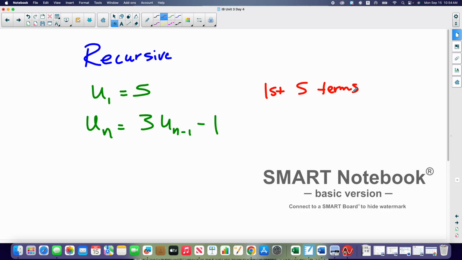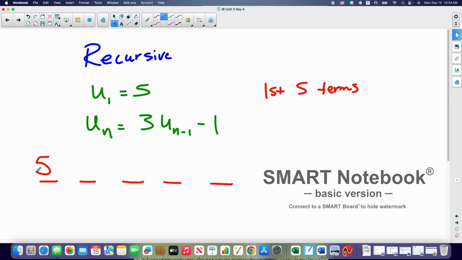Well, what's the first term? 5. Anytime that you're doing a recursive series, they're going to tell you where to start. They're going to give you the first term. First term is 5. So 1, 2, 3, 4, 5. I'm finding the first 5 terms, and the first term is 5.